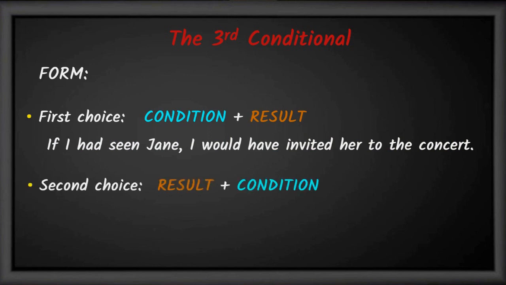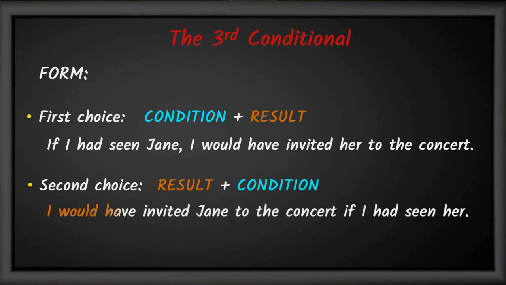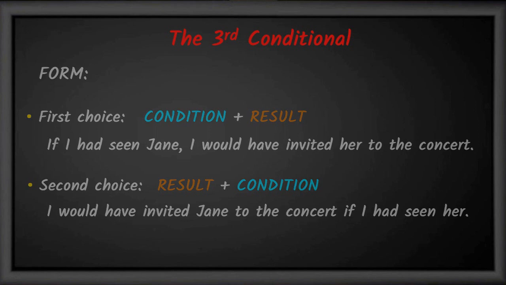The second choice we have is the opposite, result plus condition. I would have invited Jane to the concert if I had seen her. If we use this choice, we don't use a comma. Bear in mind that we always mention the person's name in the first clause, no matter what kind of clause it is. In the second clause, we just use a pronoun.